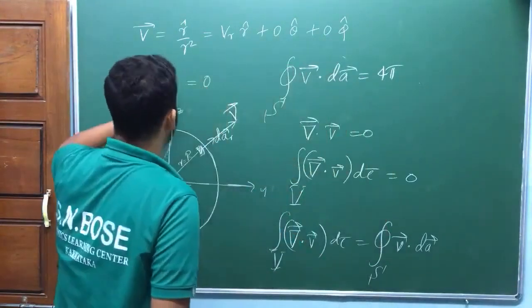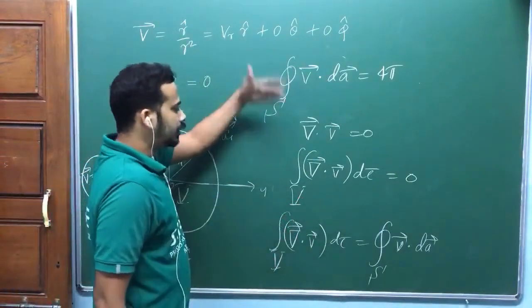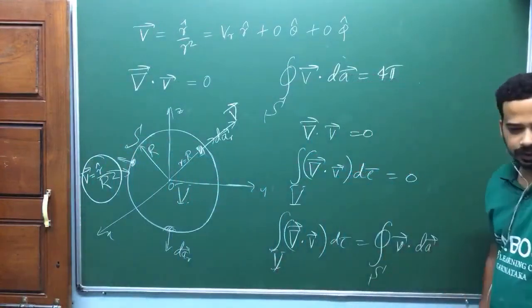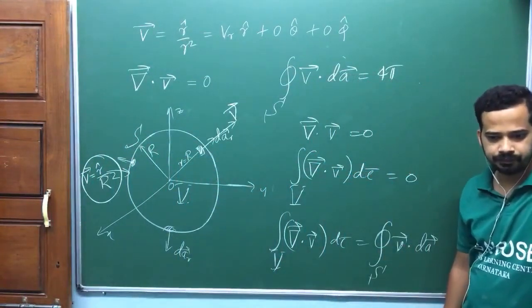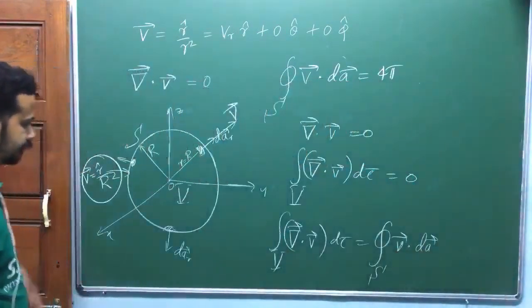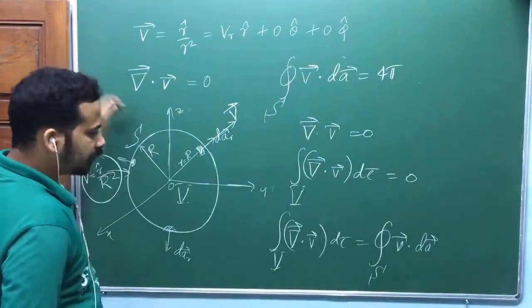But here, since divergence is 0, we got this volume integral as 0. Again, we got some inequality, isn't it? Does the Gauss divergence theorem fail here? Speak up, give me your idea. No, sir, it should not fail, am I right?